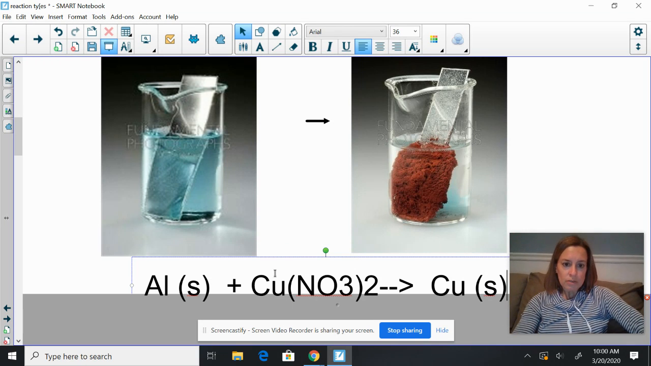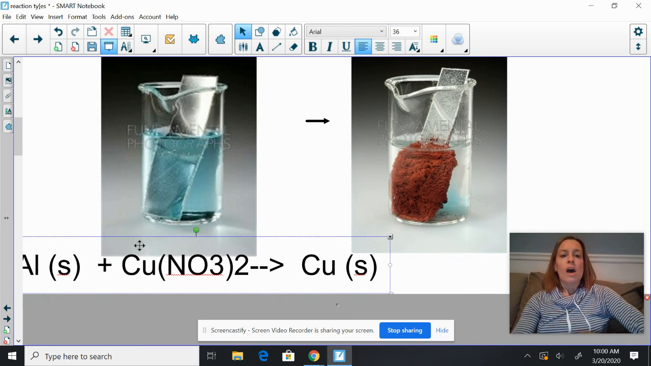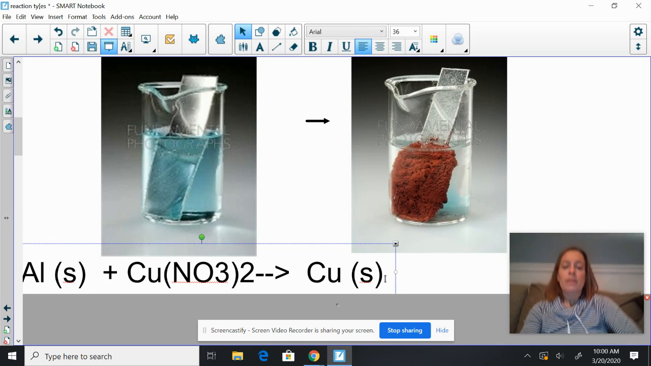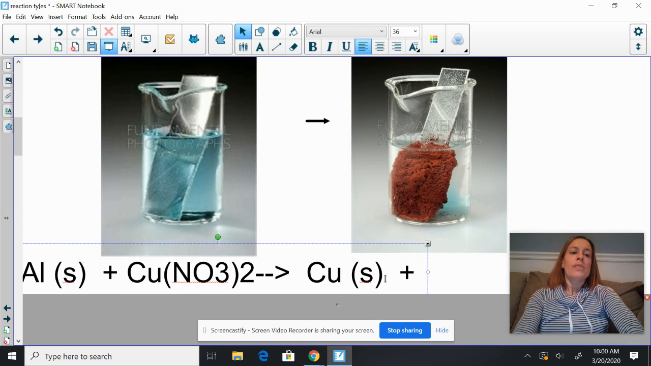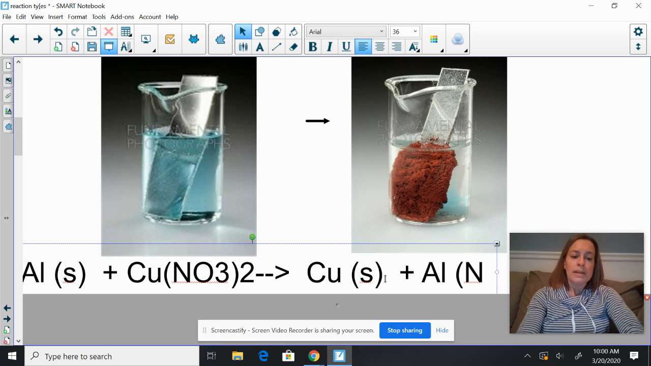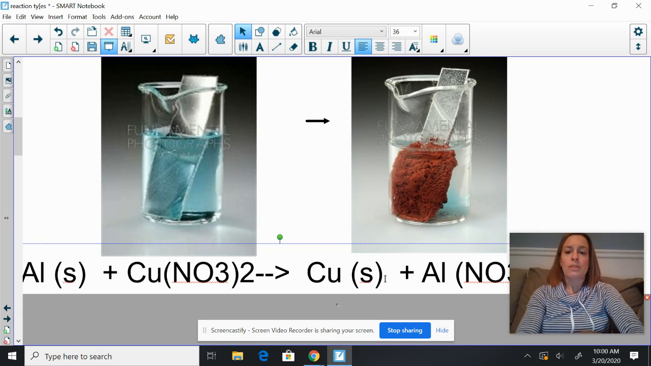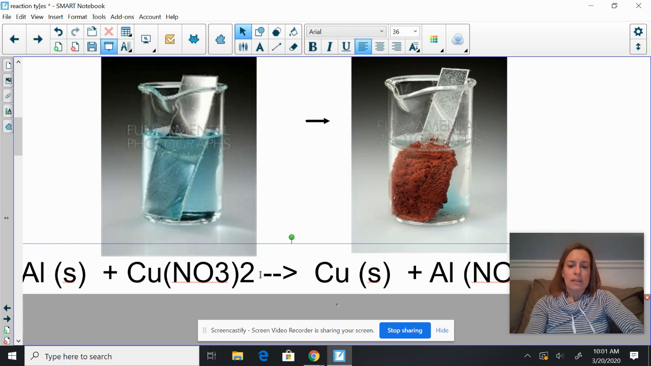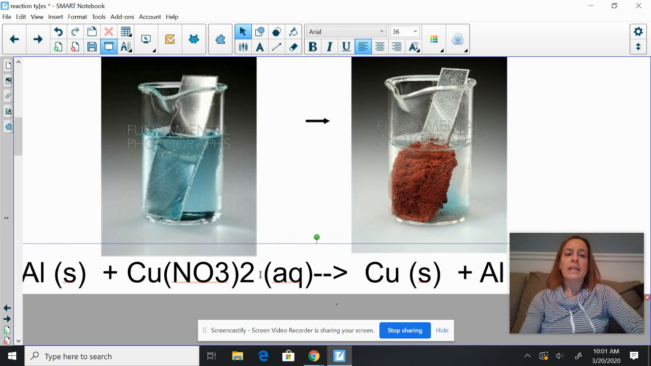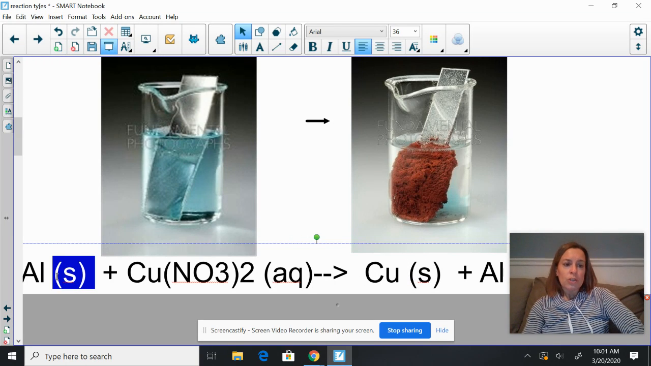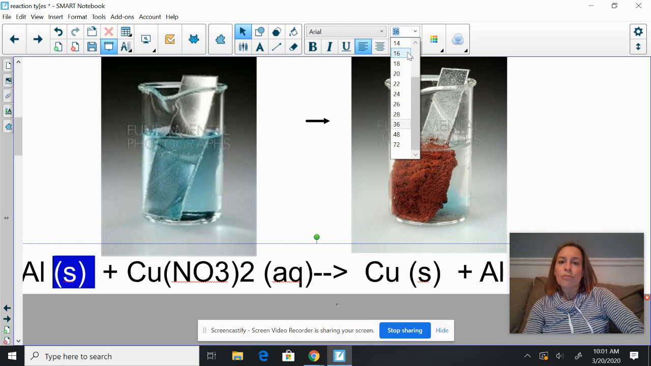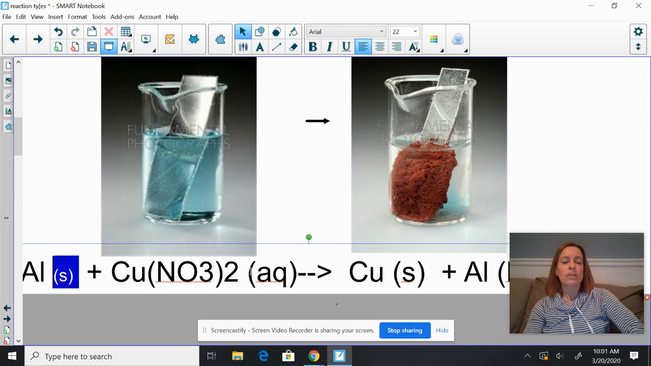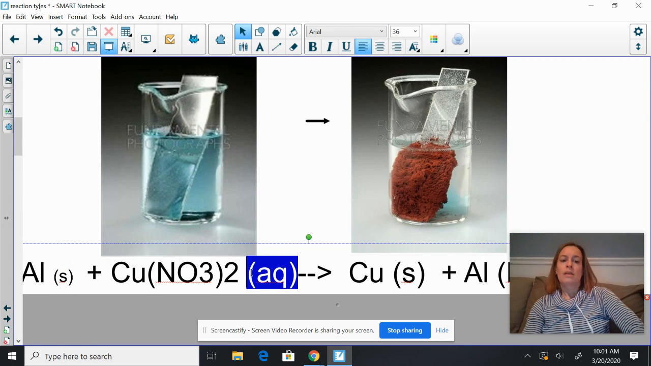Move this over so I'm not covering it. We ended up with solid copper, and turns out the aluminum took copper's place, so aluminum now became partnered up with the nitrate. This equation is not balanced, and it's not really the focus of this video right now, but I just want to show you again, we are starting with these different phases: solid aluminum, copper nitrate, in solution.